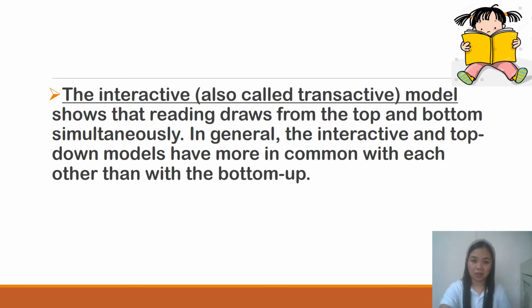The interactive, also called transactive, model shows that reading draws from the top and bottom simultaneously. In general, the interactive and top-down models have more in common with each other than with the bottom-up. An interactive reading model is an attempt to combine the two models, the top-down and bottom-up. It selects the strong points of both models and integrates them in learning to read. Reading is understood at once as both a perceptual and cognitive process.